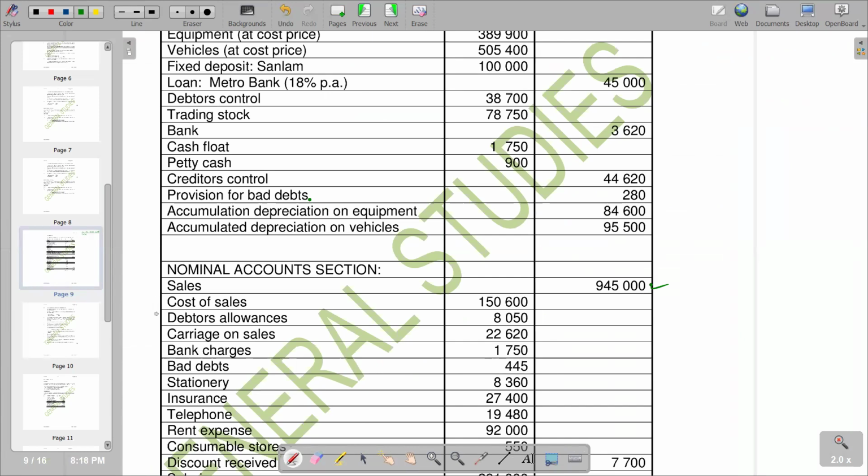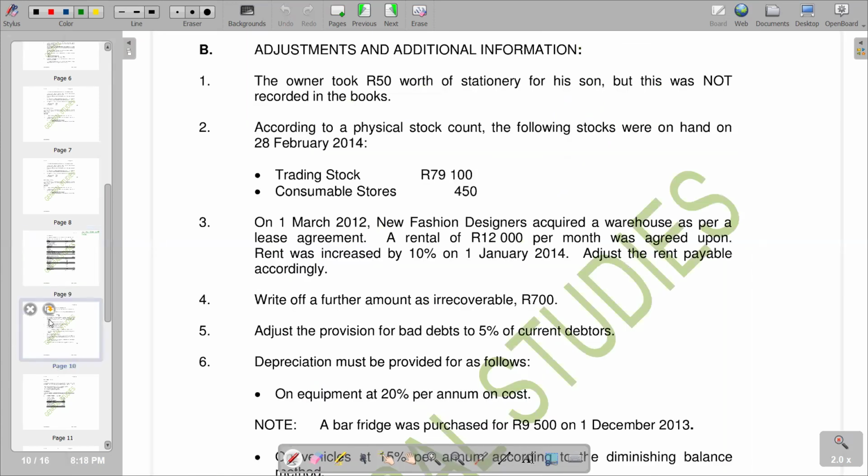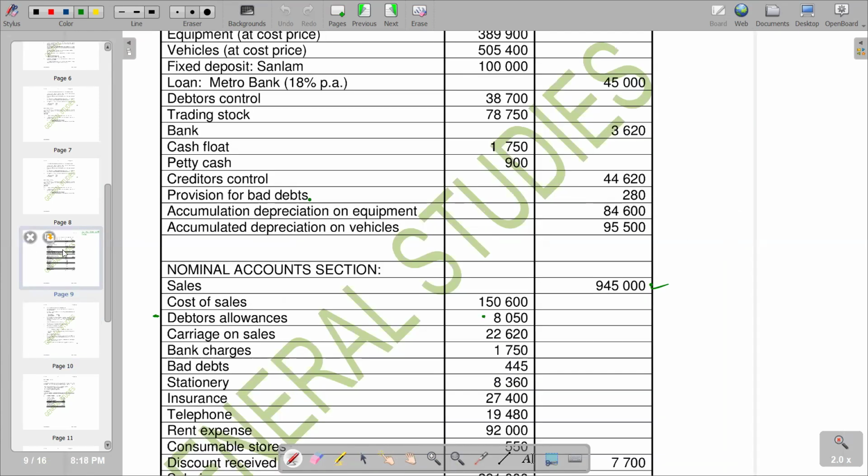Having our sales as 945,000, we check if there are any trade allowances or sales returns. Here we see that we have trade allowance with a figure of 8,050, so you need to subtract 8,050. We also need to go into the additional information to see if there is anything affecting our sales figure, be it sales returns, so that we can arrive at the net sales figure. Going through the additional information, we see that there are no adjustments affecting our sales or sales returns. So we just calculate our sales minus our trade allowances, which is 945,000 minus 8,050, and we get the net figure.